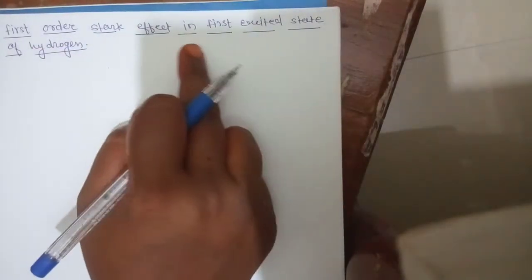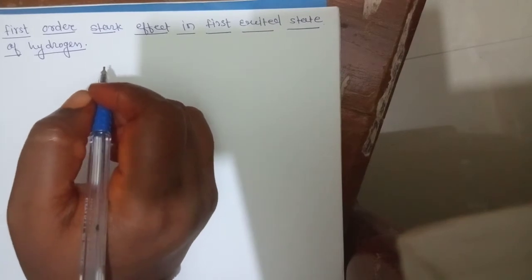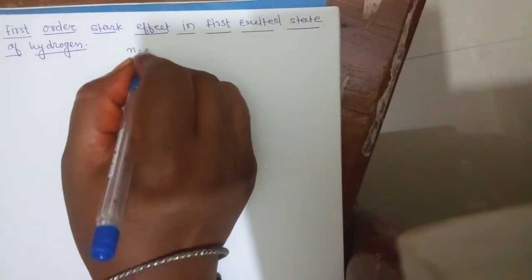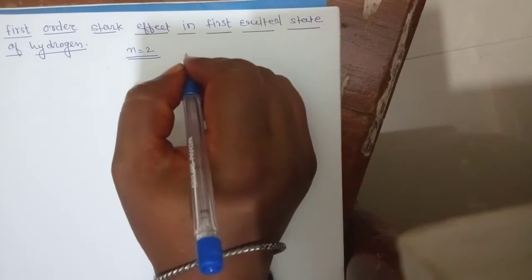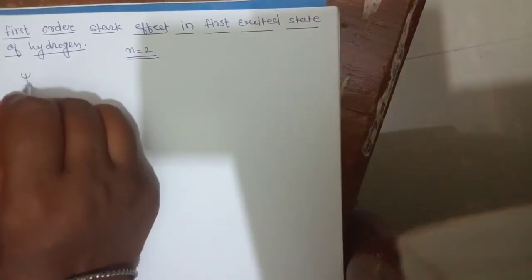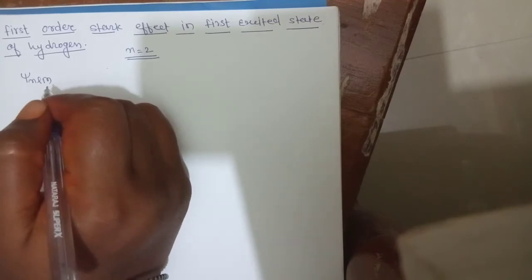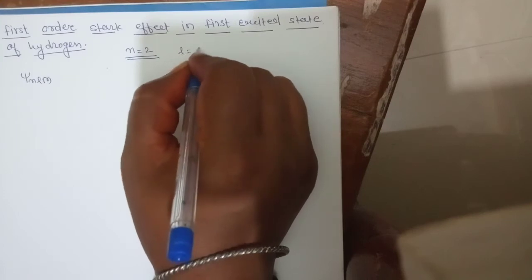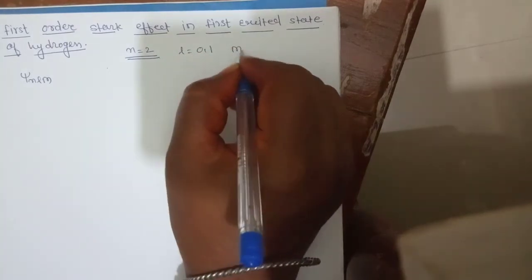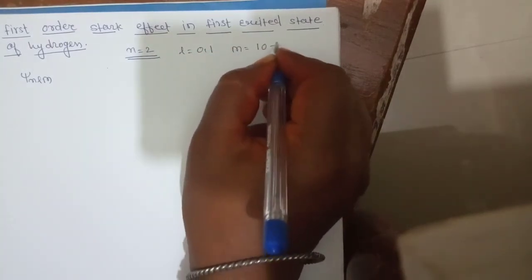First order Stark effect in the first excited state of hydrogen. First of all, the first excited state of hydrogen means n equal to 2. So n equal to 2 means we represent the hydrogen wave function as psi n l m. The values for l become 0 and 1, and for m become 1, 0, minus 1.